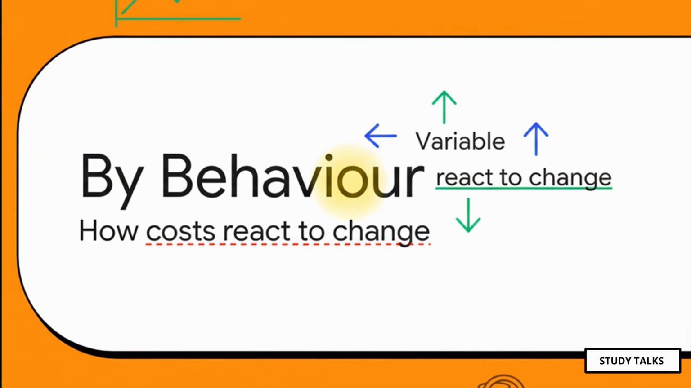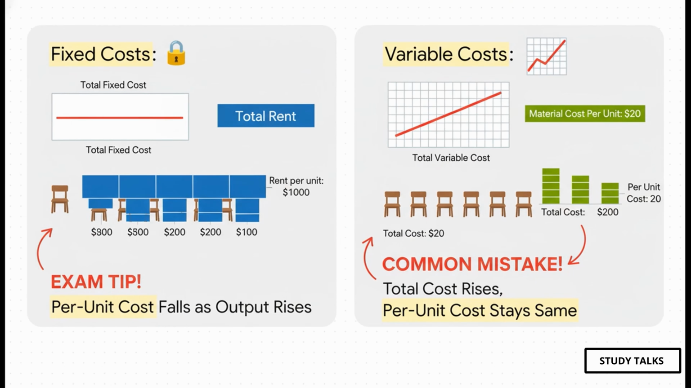And what that really means is, how does a cost change when you make more stuff or less stuff? This is so important for making smart business decisions. So in this world, there are two main characters, fixed costs and variable costs. Fixed costs are easy to remember. Think of your factory rent. The total amount stays the same whether you produce one widget or 10,000.